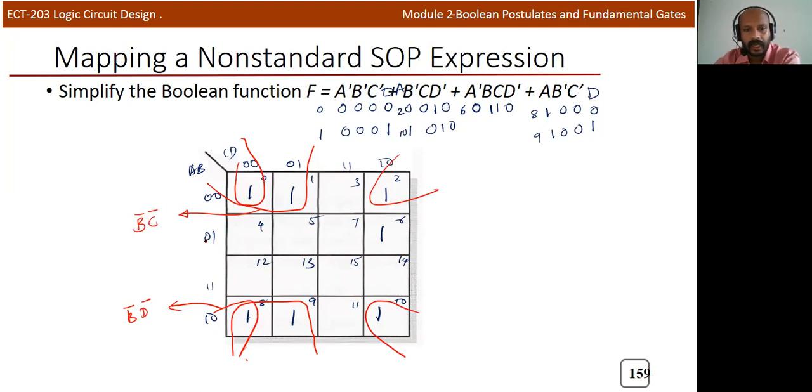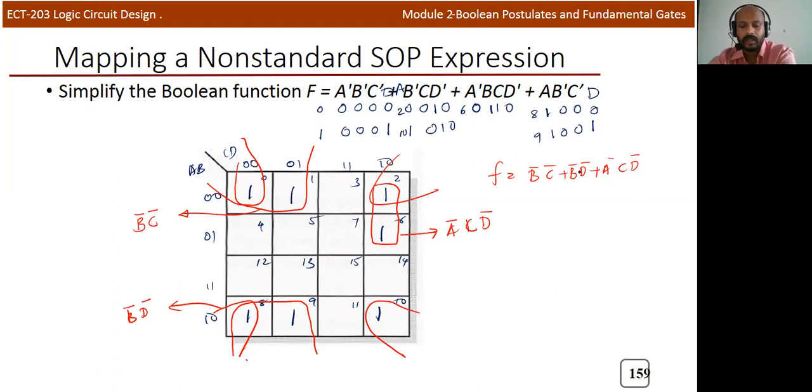Okay, now again we need to group this one, only group of two ones. So here I can write the common term row wise is A bar, and column wise it's C D bar. So finally you can write the expression like this: B bar C bar, B bar D bar plus A bar C D bar.